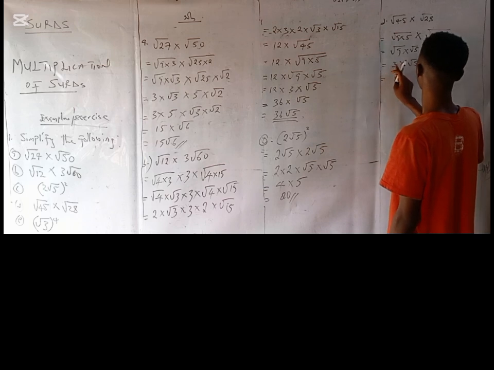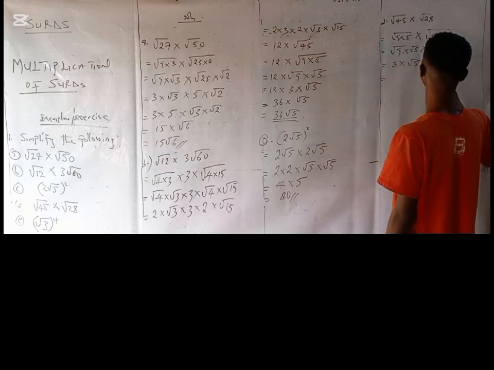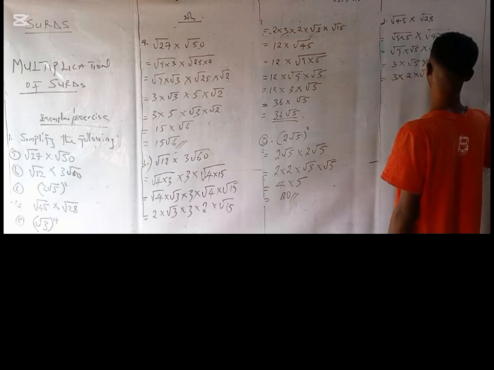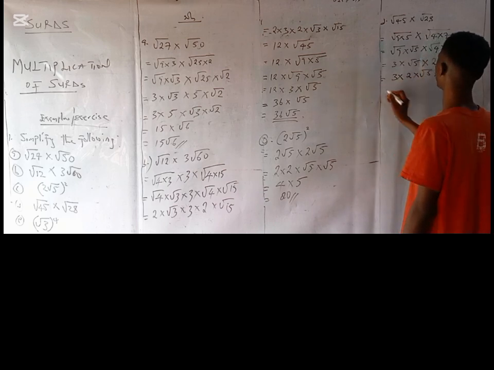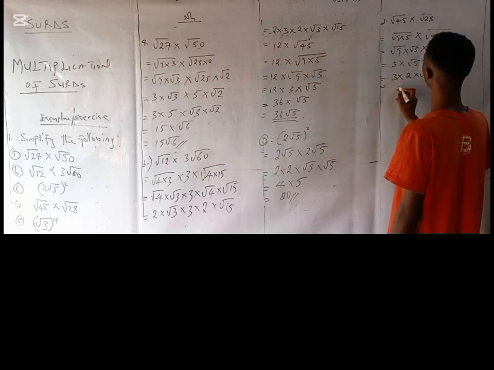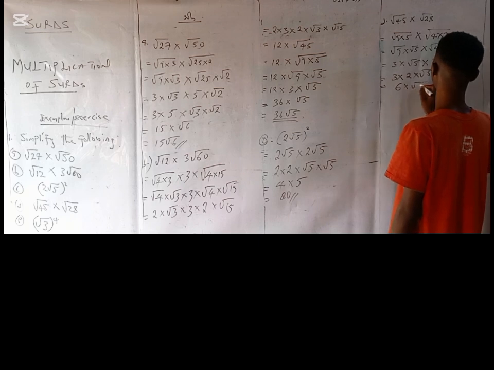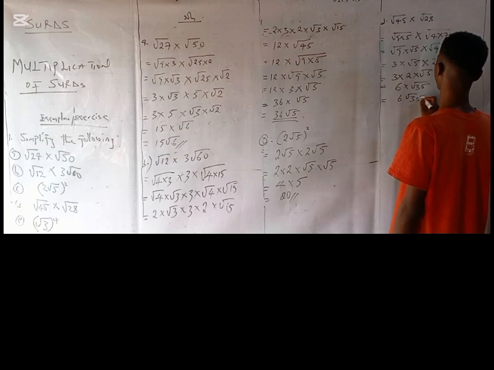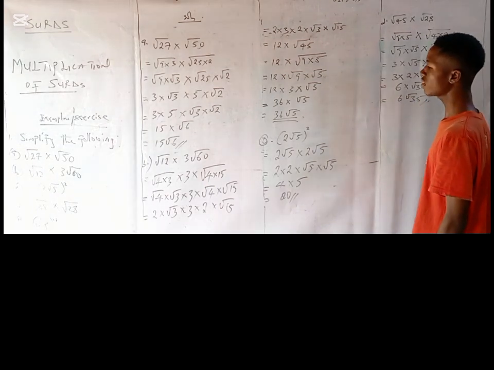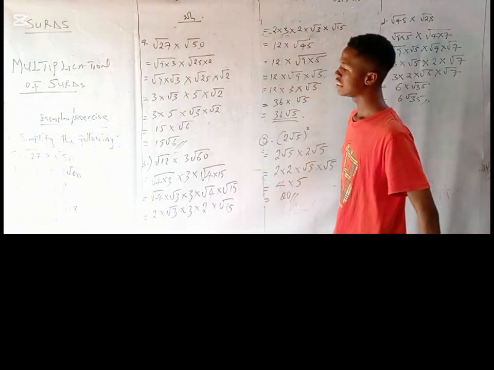You multiply whole number and whole number, then root by root. So this is equal to 3 times 2 times root 5 times root 7. That is 3 times 2, which is 6, times root 5 times 7, which is root 35. So the answer is 6 root 35.